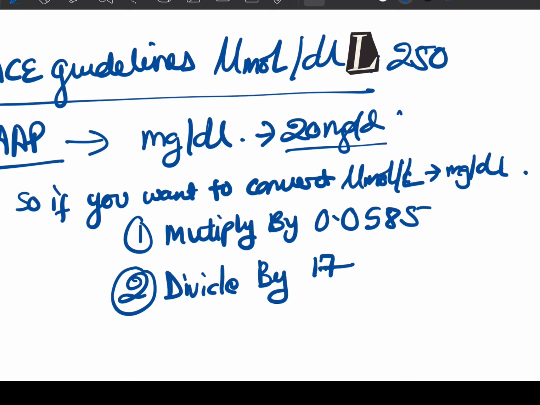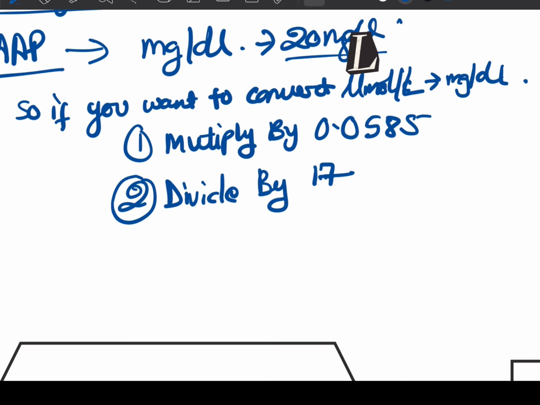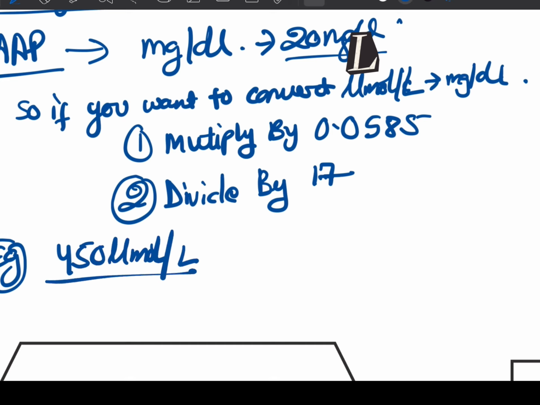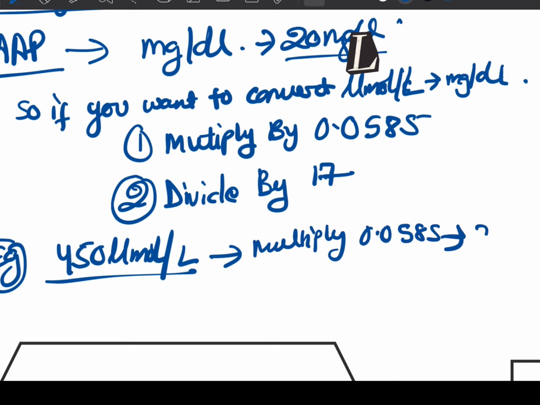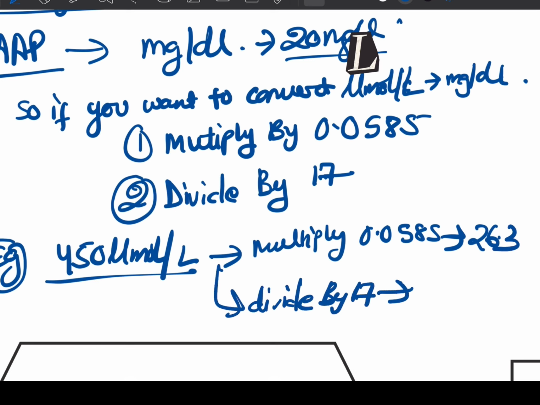The example for this is a baby with a bilirubin value of 450 micromole per liter. If you multiply it by 0.058, the value comes out to 26.3, and if you divide by 17, the value will come out to 26.7. So there is not much difference between the two values. You can follow either of these.